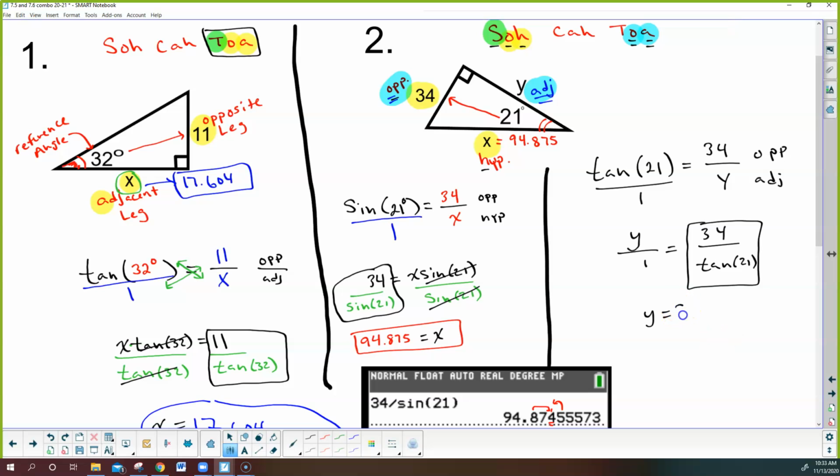And when you're done, rounded to 3 decimal spots. Ooh, I got to check my mode. I just grabbed my handheld calculator. I get 88.573. And that's the other side length here. So now we know all 3 sides. We could find this angle if we wanted to.